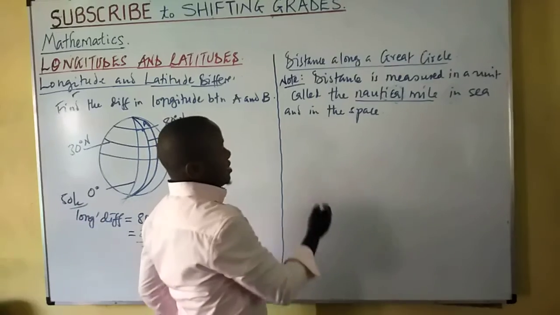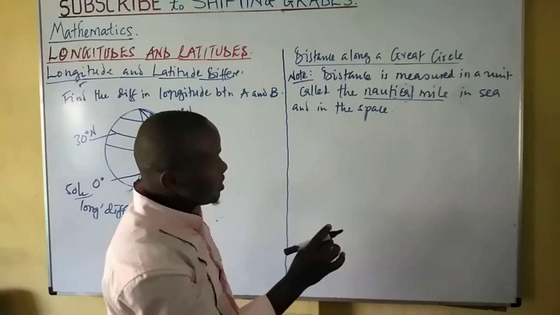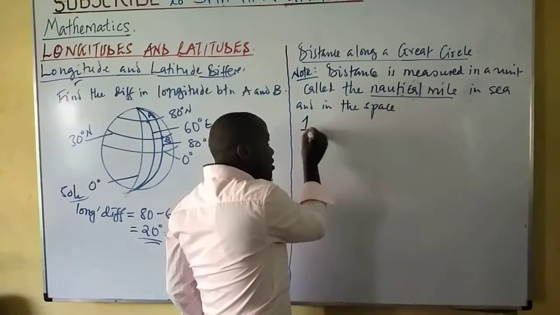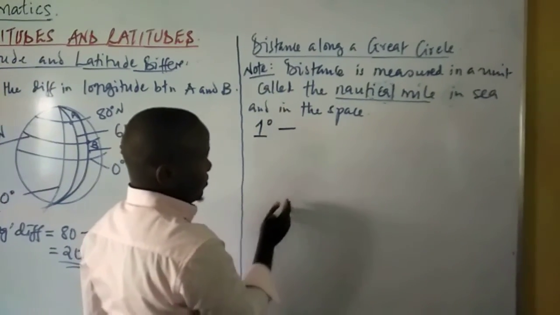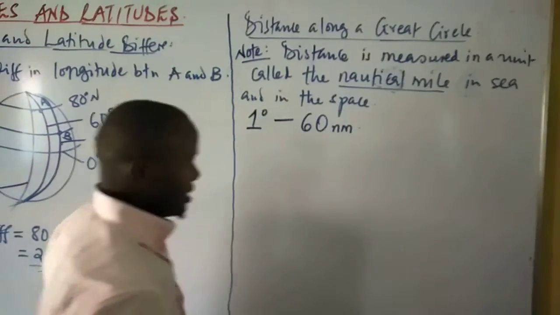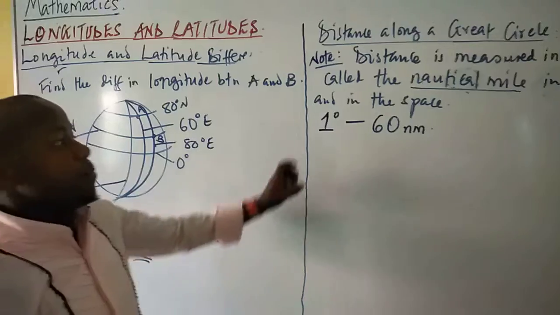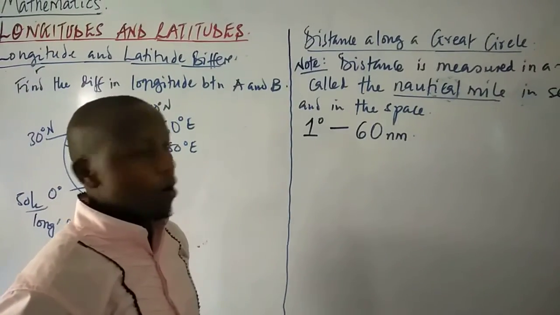So we say that for the difference in longitudes, 1 degree is equal to 60 nautical miles. Nautical miles is abbreviated NM. Therefore, 1 degree is equal to 60 nautical miles.